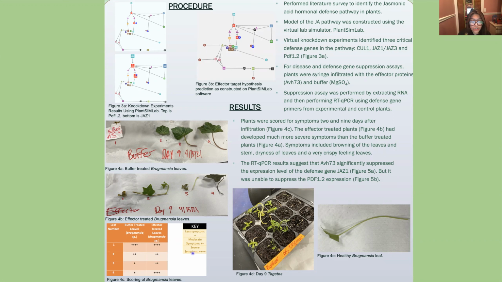We can see the score sheet over here. And just to highlight, we can see that the effector Brugmansia shows much more signs of infection. We could see browning of the stem. You can see how dry these leaves look, browning of this. Crisp, it's just a crispy, dry feeling, versus what a healthy Brugmansia leaf would look like.